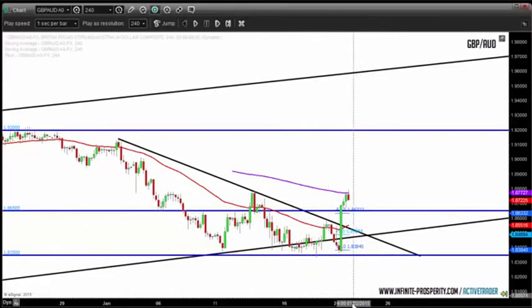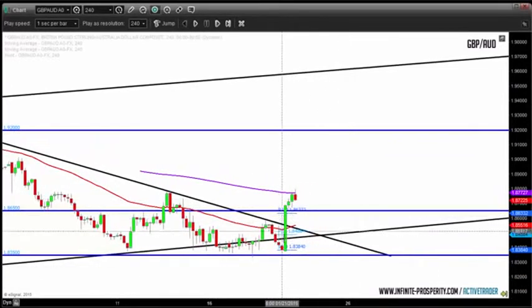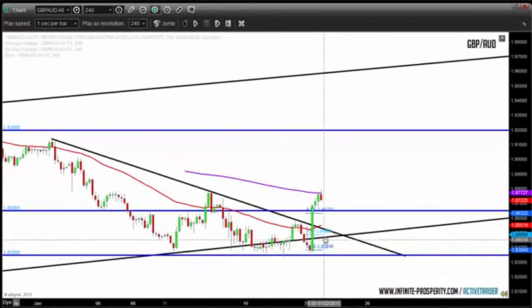Once I saw that, I wanted to see a pullback of this large bullish engulfing. You can really see the size of it on the 4-hour chart. I wanted to see a pullback of this bar, retesting this broken trend line and retesting the pivot point as well as the 50 EMA.